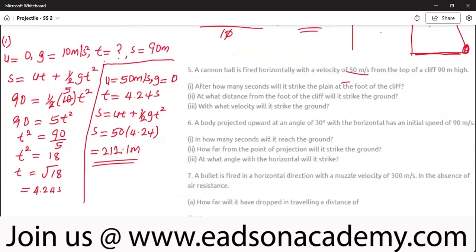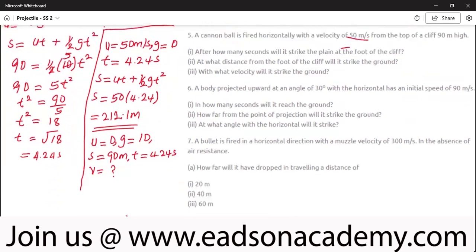Then question 3, with what velocity will it strike the ground? The thing is released from a height, so initial velocity is zero. So under the influence of gravity, g is 10, and it's coming down from a height of 90 meters, and the time taken is 4.24 seconds. And we are to find v. So any equation that contains v should be able to give us that. Let's use the first one. v equals u plus gt. u is 0. The g is 10. 10 times 4.24 is 42.4 meters per second.